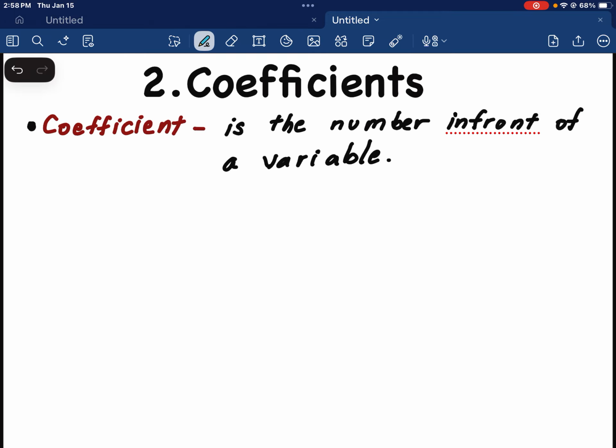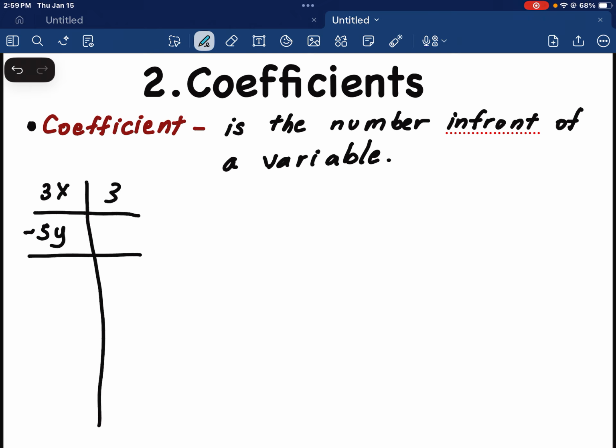Coefficients. A coefficient is the number in front of a variable. For example, 3x. The coefficient of this example is 3. -5y. The coefficient for this example is -5. 1/2 a. The coefficient for this example is 1/2. h. The coefficient for this example is 1.